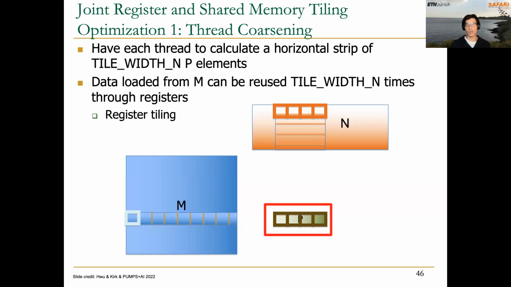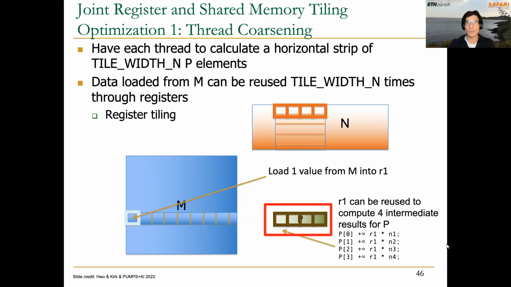And the data loaded from M can be reused tile width N times through registers. So this is why we talk about register tiling, because we are storing this element of M in registers and all these elements of the output matrix P in registers as well. So we load this value from M into a register, R1, and then we can use it for up to 4 times in order to compute 4 intermediate results for matrix P.